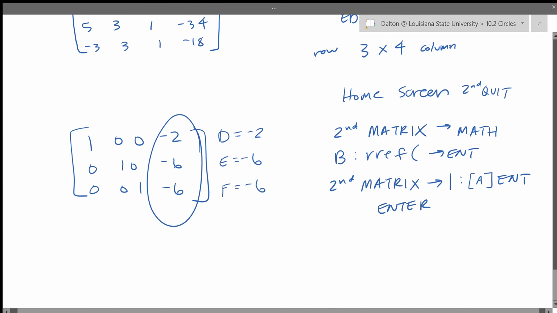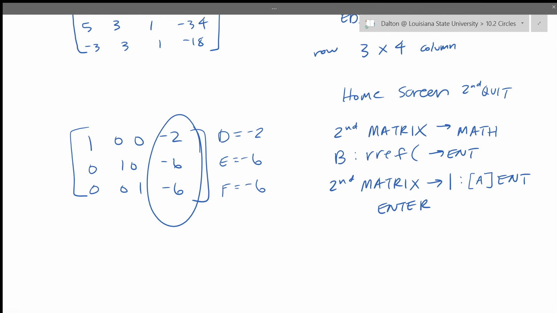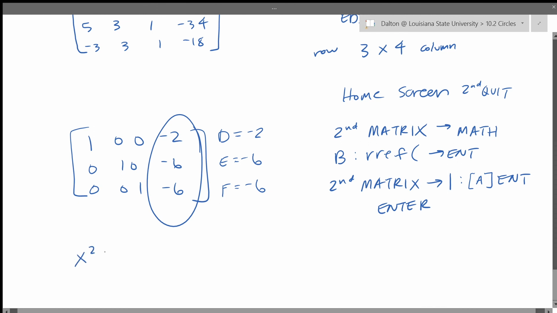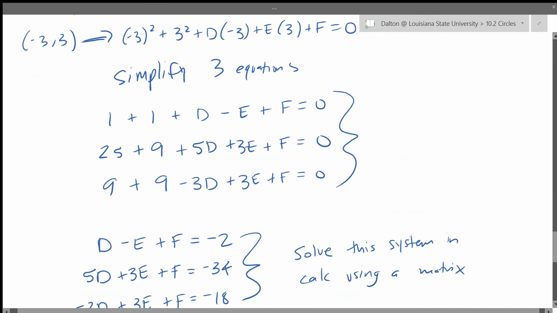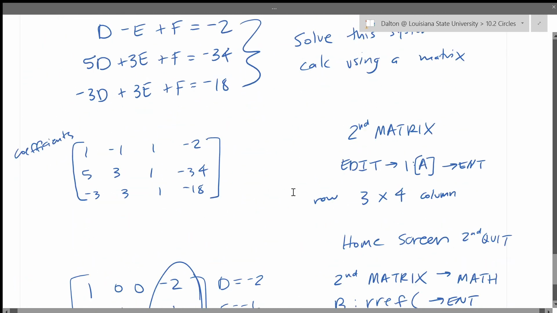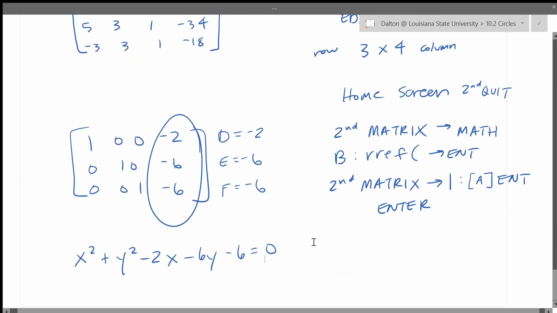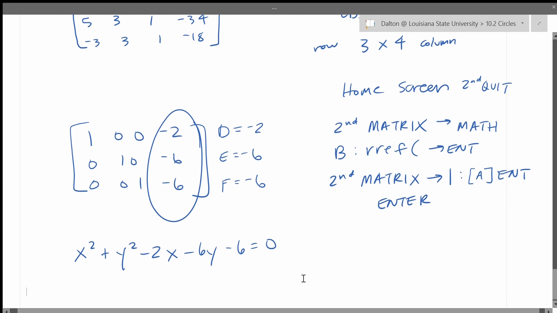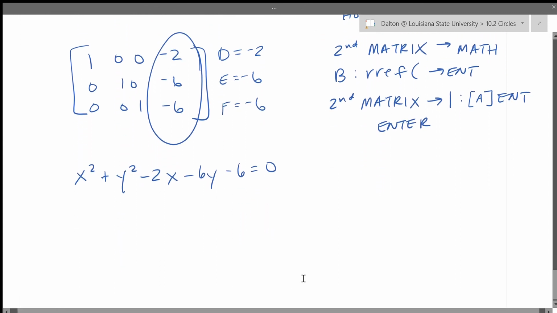Okay, so what that means is we can go ahead and write down the format of x squared plus y squared minus 2x minus 6y minus 6 equals 0. Now if you go back and look at the question, it says write the standard form. So this is still the general form. In order for you to get it into standard form, you're going to do what we did on the last problem. You need to go ahead and continue completing the square.